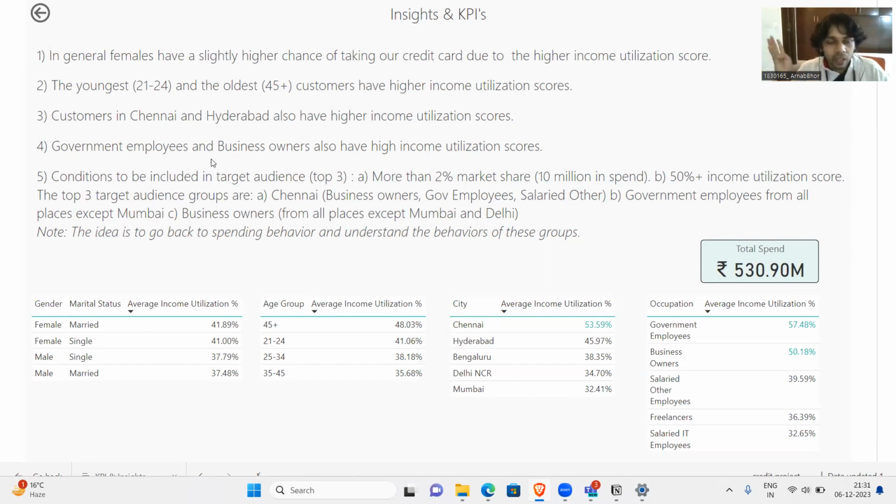Now, the fourth insight is government employees and business owners have a higher income utilization score, 57.48 and 50.18. Okay, this is good enough.